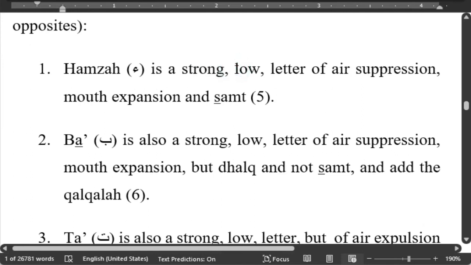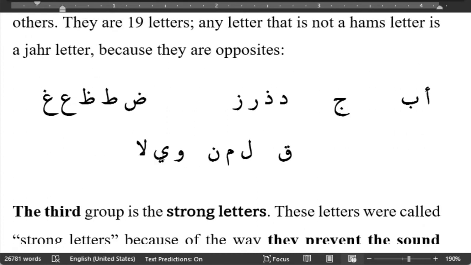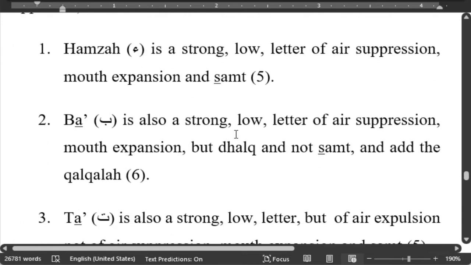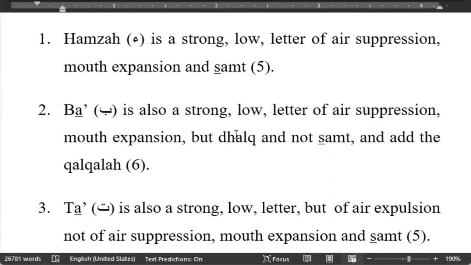So you know then we have letters that stop the air from passing, even if they don't stop the sound. And we have letters that stop the sound altogether. When we talk about the air stopping, then you have 2 cases. Either the sound will keep going even though the air stopped, or the sound will stop also. So Hamzah is a strong, low letter of air suppression, mouth expansion, and samt. Strong means it stops the sound. You need to study that, brothers and sisters, so that all of that clicks for you. Hearing it from me now, that doesn't mean it's going to stick in your heart.